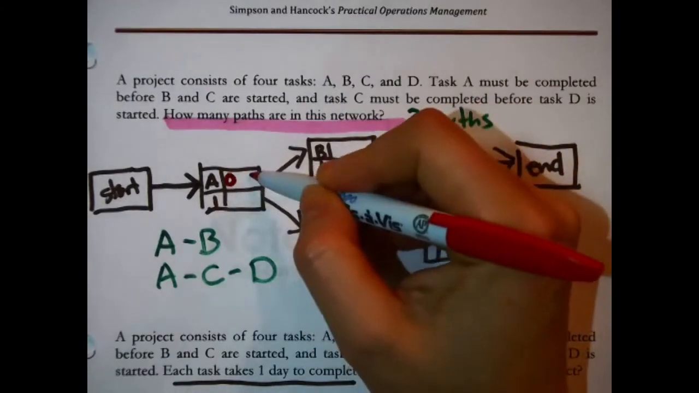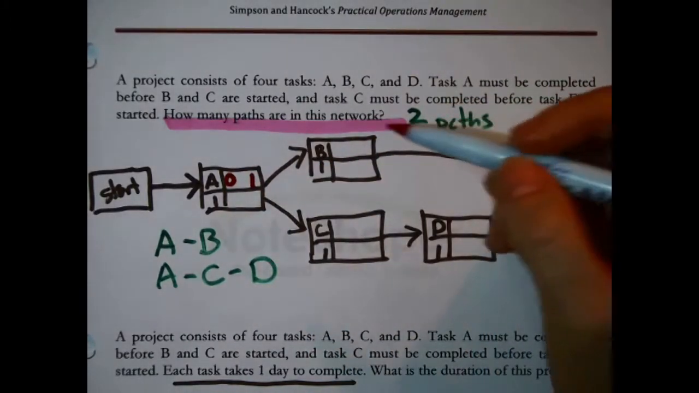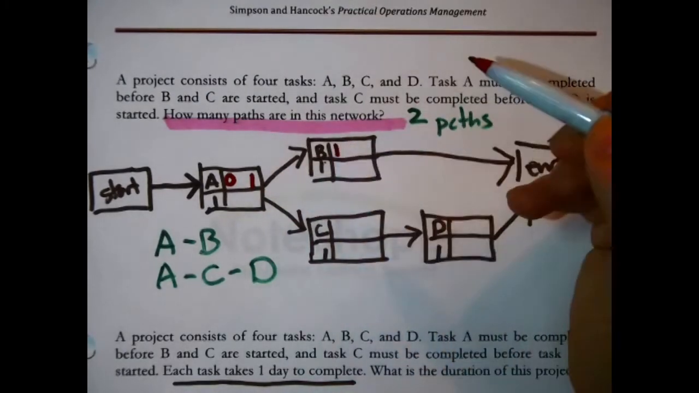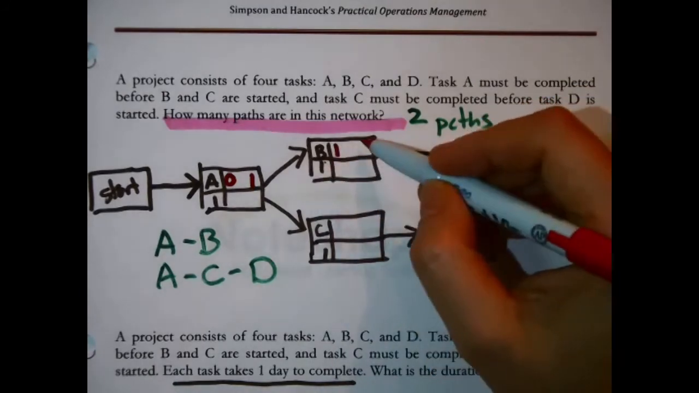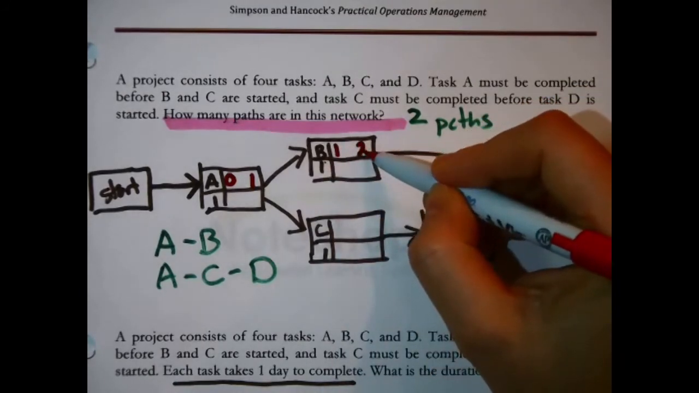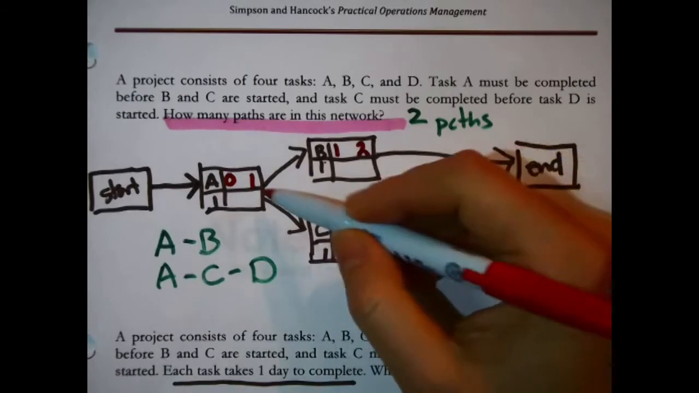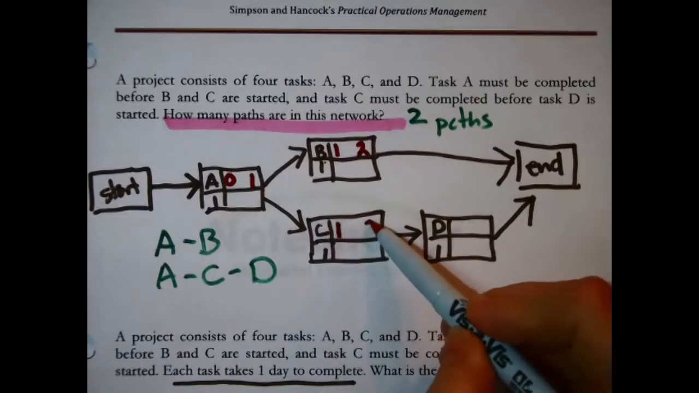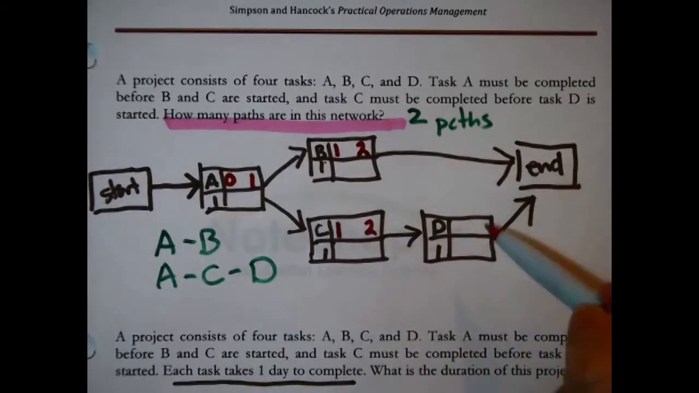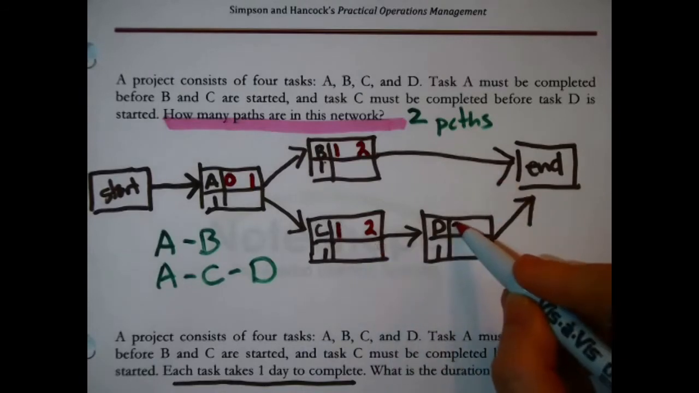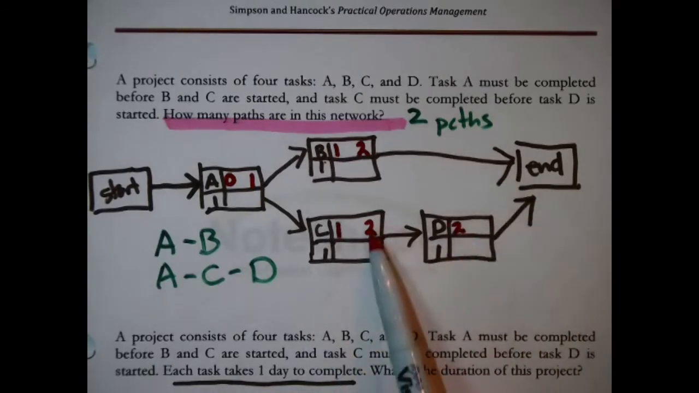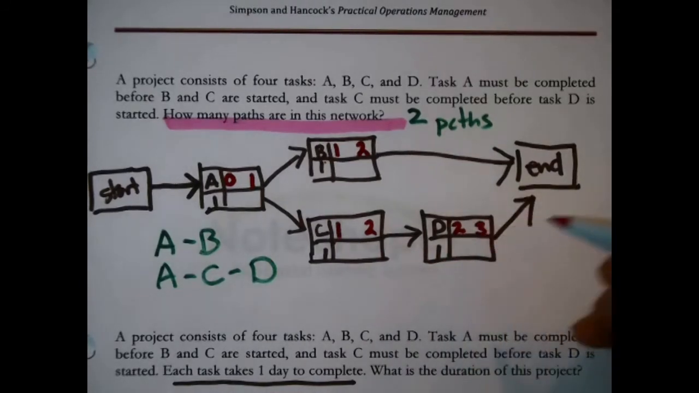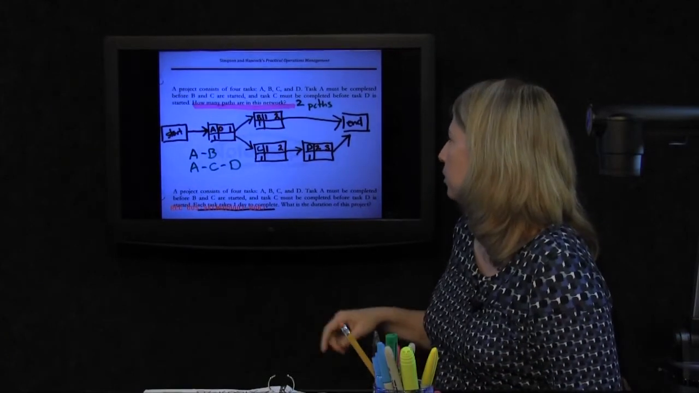0 plus 1. A at the earliest can be finished in 1 day. All right, B can't start until A is finished, so you pass the number forward. B could start at the earliest in 1 day. 1 plus 1, B could finish at the earliest 2 days from now. C is in the same situation, can't start till A finishes, so it could start at the earliest in 1 day. 1 plus 1 is 2. Then let's see, D. D can't start till C finishes, so D could start at the earliest, pass the number forward, 2 days from now. 2 plus 1 is 3. We've found the early start, early finish time for each of these activities.